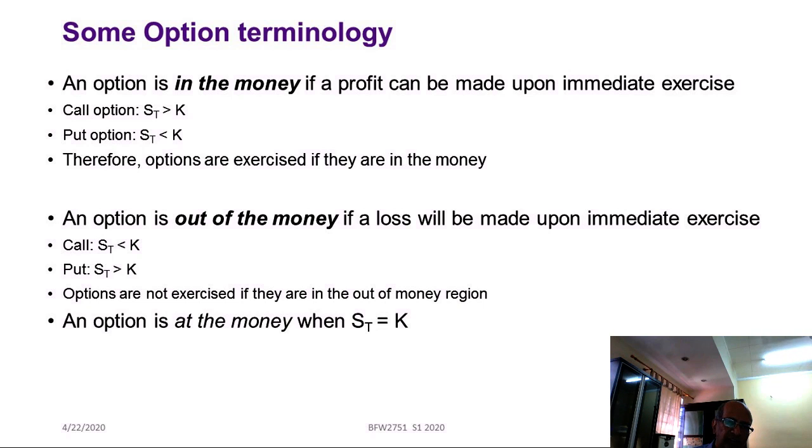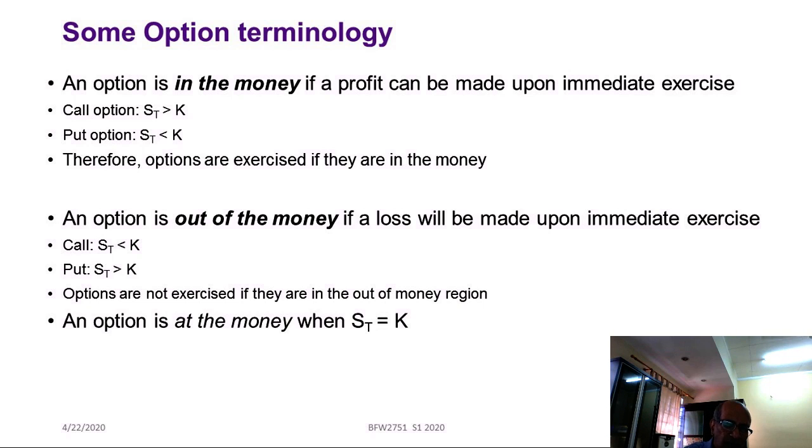For a call, the ST must be above K, I told you. The minute the final price ST is above K, you can exercise it and make money. For a put option, the ST has to be below K. So these are the regions in the call option and put option which give you the in the money region, we call it. Therefore, options are exercised if they are in the money region.